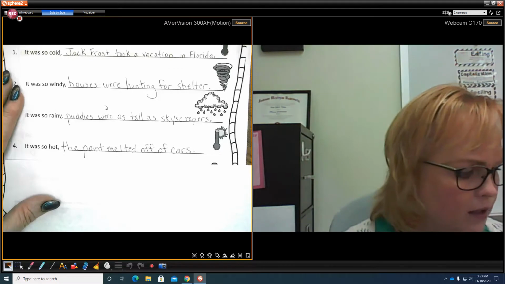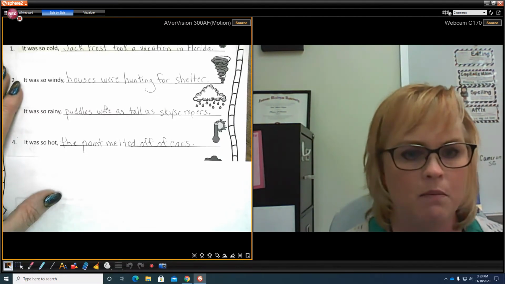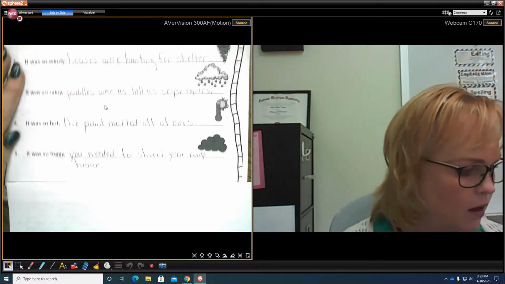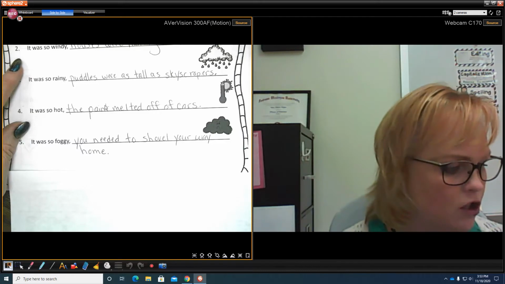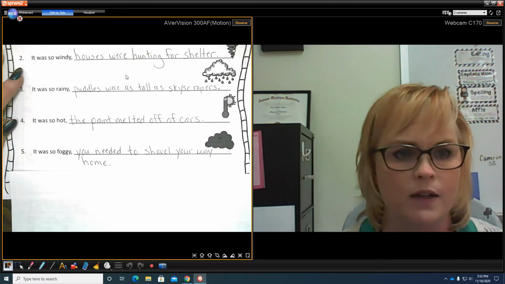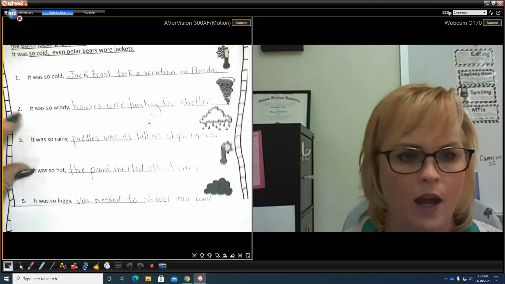It was so hot, the paint melted off cars. Okay, so hot, the paint melted off cars. That would be really hot, wouldn't it? Okay, and then last, it was so foggy you needed to shovel your way home. Okay, so those are all examples of exaggerations, hyperboles, and you want to make sure that you have those.